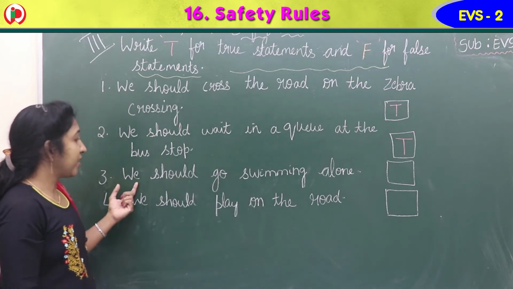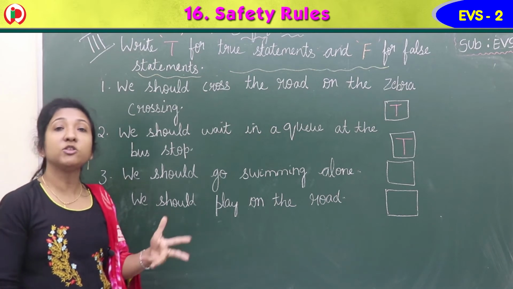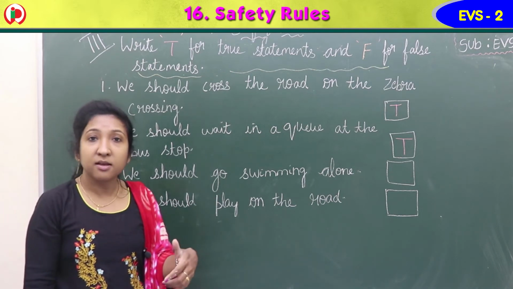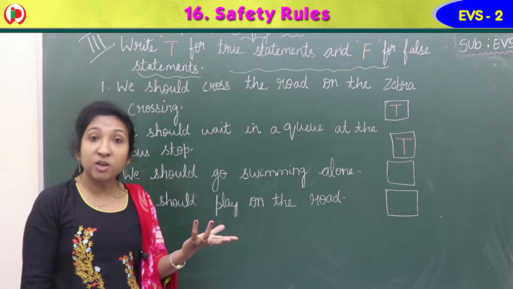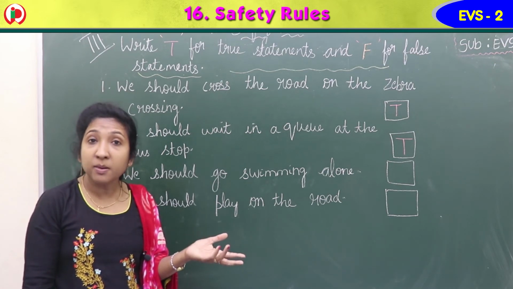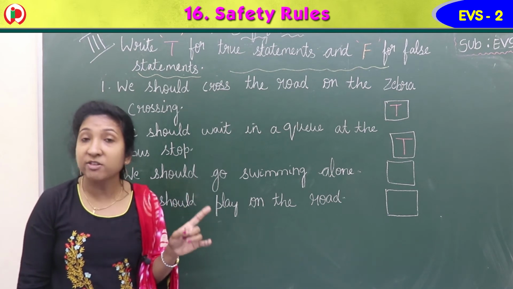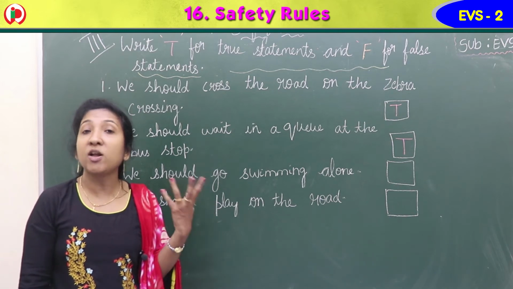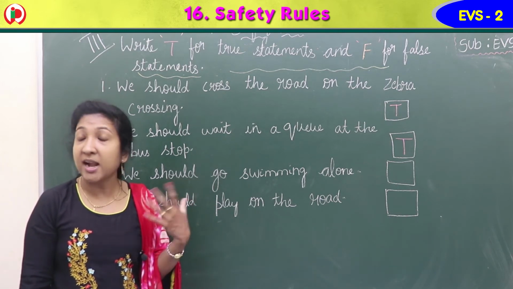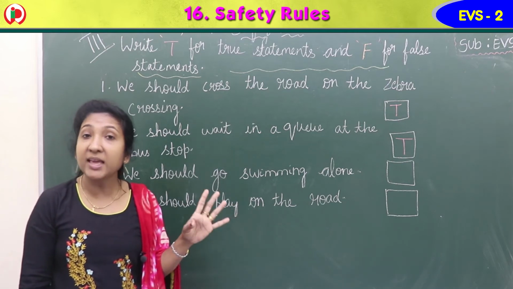Then, third one, we should go swimming alone. We know how to swim, we can go alone, isn't it? Is that correct? Can we go swimming alone, children? No, we should not go swimming alone. We should always take the help of the instructor, trainer or any elder member, isn't it? Elder people, isn't it? So, we should not go swimming alone.